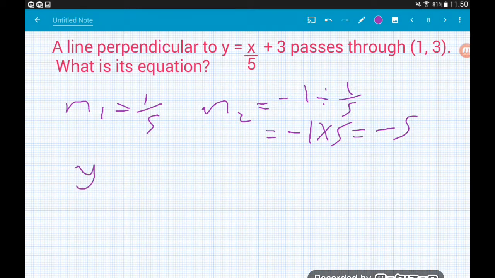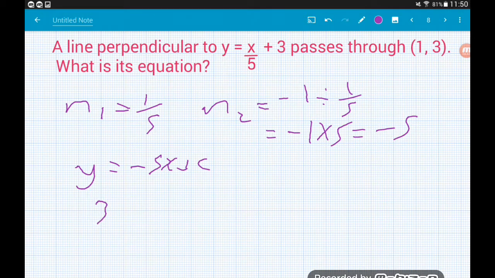So we can start filling in the gaps on y equals mx plus c. We now know that y equals minus 5x plus c. So now we need to work out the y-intercept. Now remember, to do that, we use the coordinates that we're given. So we're told that this perpendicular line passes through the point (1, 3). Now remember, coordinates are telling us when x is equal to this certain number, y is equal to this other number. So here, when x is equal to 1, y is equal to 3.